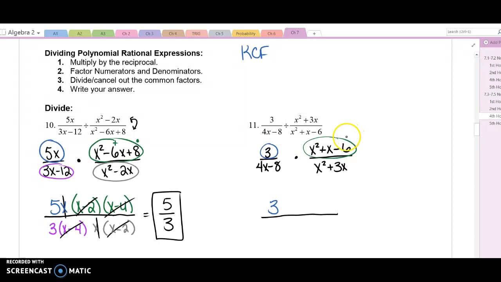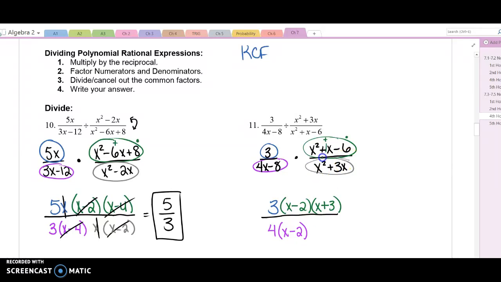We are looking for two numbers that multiply to give us negative 6 and add up to 1. So that's going to be 3 and 2. And for it to add up to positive 1, the 3 needs to be positive, the 2 needs to be negative. Our first denominator, 4x minus 8. Anytime you have only two terms, check for difference of two squares, but it's usually greatest common factor. So 4x and 8, they have 4 in common. 4x divided by 4 is x. Negative 8 divided by 4 is negative 2.